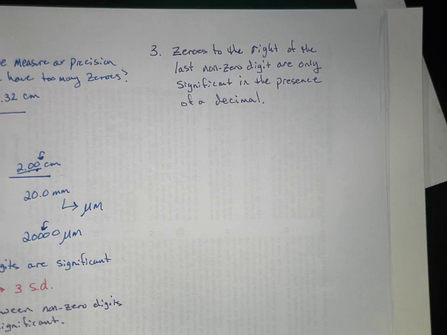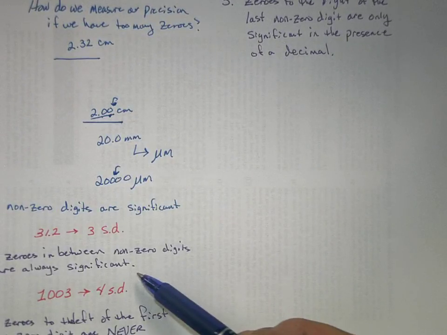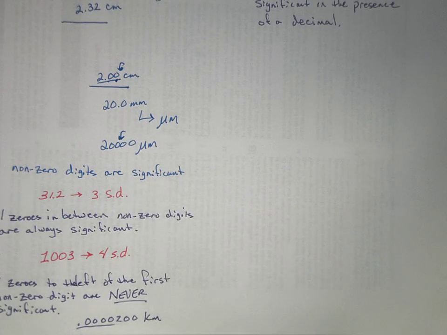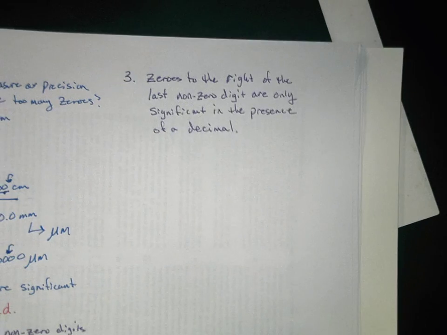Okay, so what we have here, we have 4 rules. First one, all non-zeros are significant. Then we have always, sometimes, always, never, and sometimes. Enough. Okay, so we have always, never, and this is sometimes. All right, and here is our example.